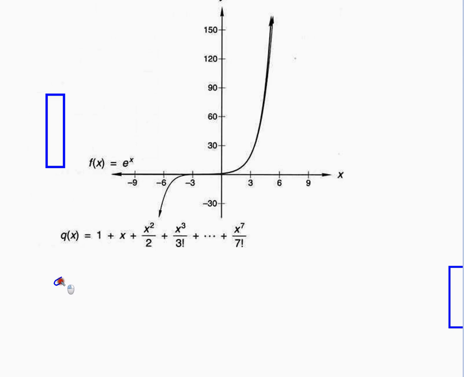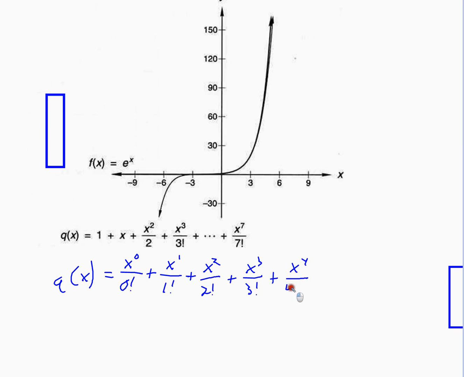So, using q of x, we could be even more accurate and realize, what are we doing each time? Well, our first one was x to the 0 over 0 factorial. This is x to the first over 1 factorial. This is x squared over 2 factorial. X cubed, you really see it here, x cubed over 3 factorial, x to the 4th, and we can continue this indefinitely.